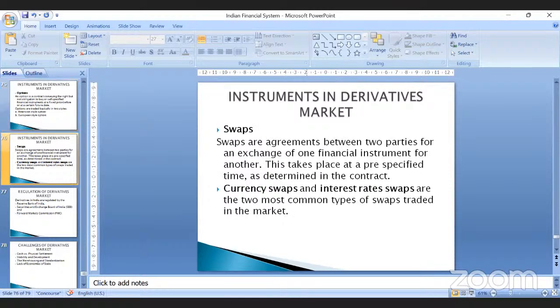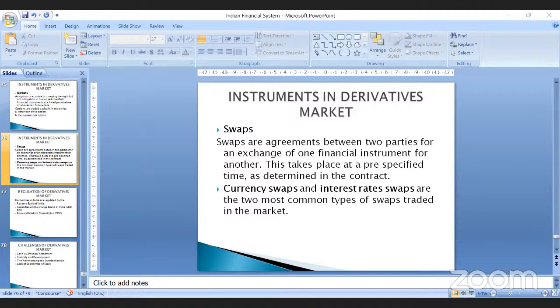Next one is swaps. Now, a swap is an agreement between two parties where they try to exchange, that is, buy or sell one financial instrument for another financial instrument. See, I want to swap my product. Swap is nothing but exchanging. Swap is nothing but giving one thing and receiving the other thing. So when you are trying to exchange one financial instrument for another, we call such an agreement a swap. They take place at a pre-specified time period, which is already mentioned in the contract.